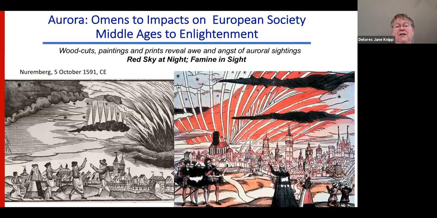It is a very big deal to see an auroral red vapor in southern Japan. And then there are just gorgeous images found in woodcuts from Northern Europe. These appearances of red sky at night were very frightening. These poor folks down here have dropped to their knees. They're really terrified that something bad is going to happen. It became a moniker that I think may have been encouraged by those in power to say, hey, something really bad is going to happen if the population doesn't behave. So: red sky at night, famine in sight. These people truly believed that these kinds of apparitions in the skies were bad omens.